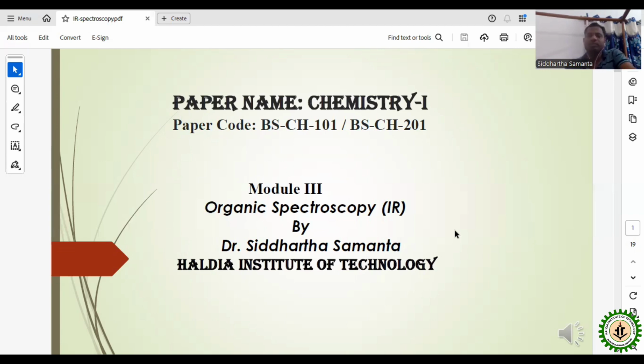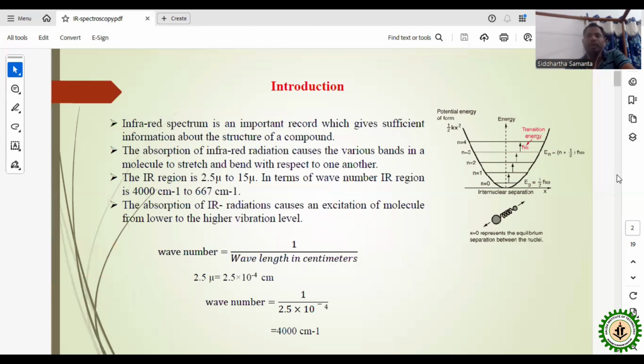In the case of UV-visible spectroscopy, electromagnetic radiation is absorbed in the UV-visible region, in the range of 200 to 800 nanometer. In this region, when a molecule absorbs some energy, some electronic transition takes place. That is, for electronic transition, we study UV-visible spectroscopy, and the range of wavelength of radiation is 200 to 800 nanometer.